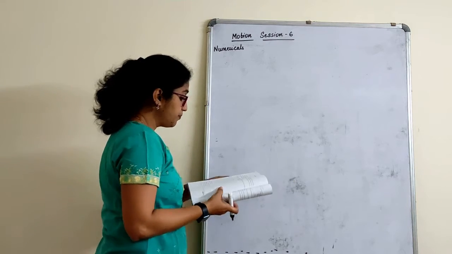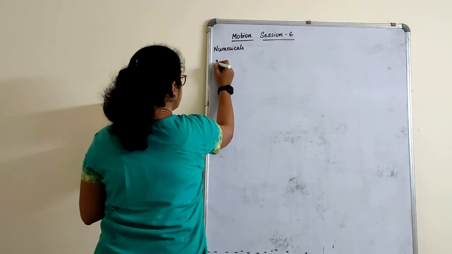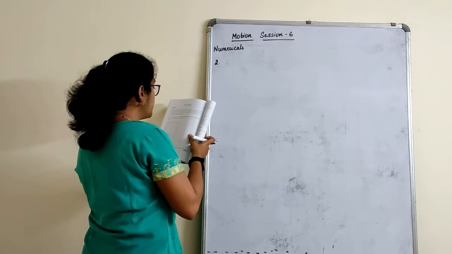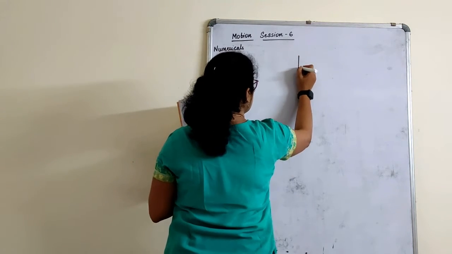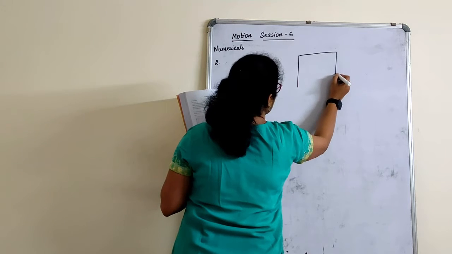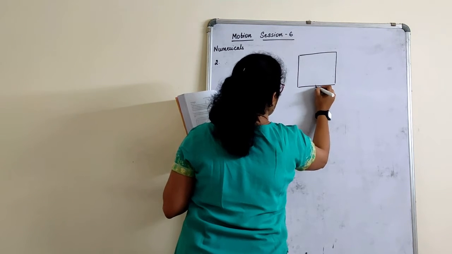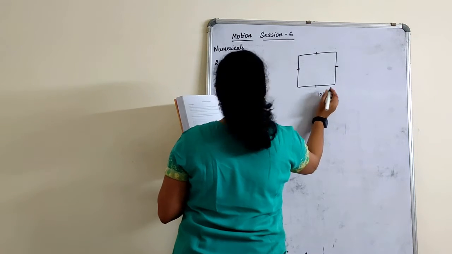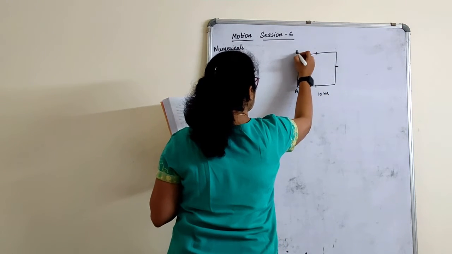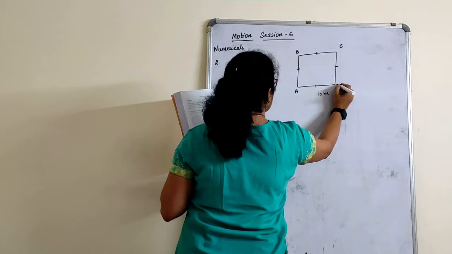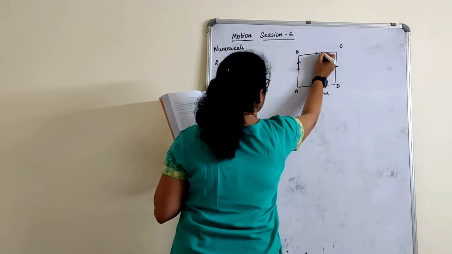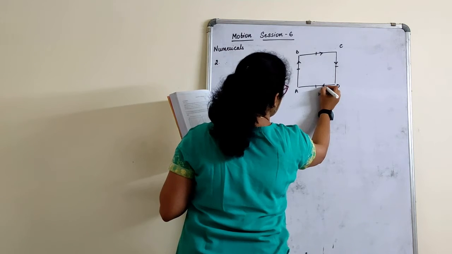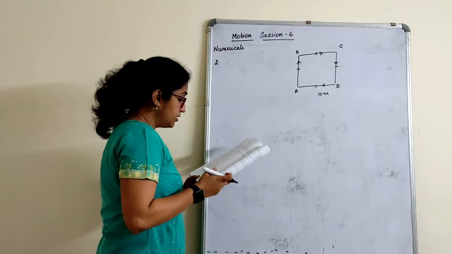The first one, that is the second one, page number 100. A farmer moves along the boundary of a square field of side 10 meter. So this is a square field of side 10 meter, A, B, C, D. This is how the farmer is moving along the boundary of a square field.